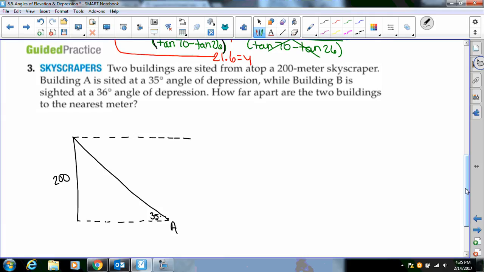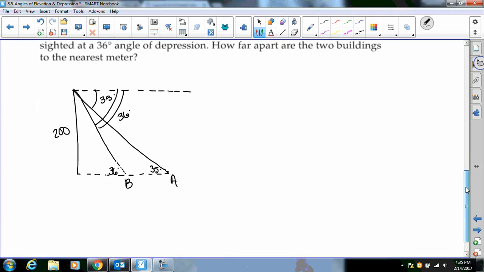And then building B was sited at 36 degrees. So that angle of elevation is 36. Okay, so I could have written it up here. This was 35, and then this one was 36, but that's the same as the angle of elevation. The question is, how far apart are the two buildings to the nearest meter? So I'm going to let this represent the y, which is between the two buildings, and I'm going to let this be my x. So again, you're looking at two different triangles.